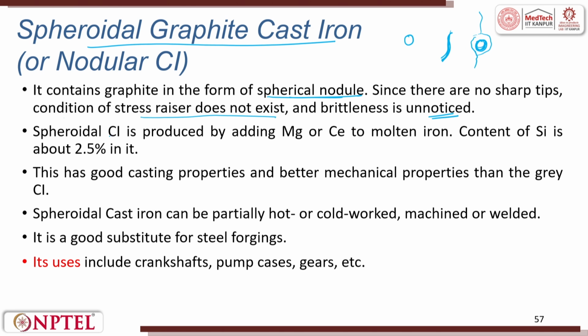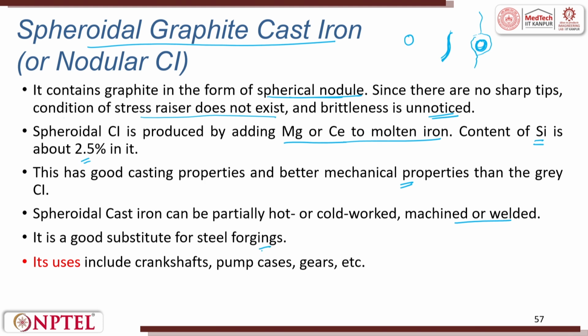The spheroidal cast iron is produced by adding Mg or Ce to the molten iron. The content of Si is up to 2.5%. It has a good casting property and a better mechanical property. We always go for spheroidal cast iron when we are trying to make a bell or something like that. The spheroidal cast iron can be partially hot or cold worked, machined or welded.